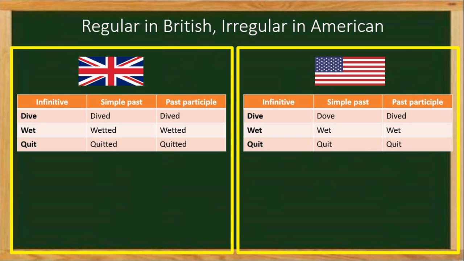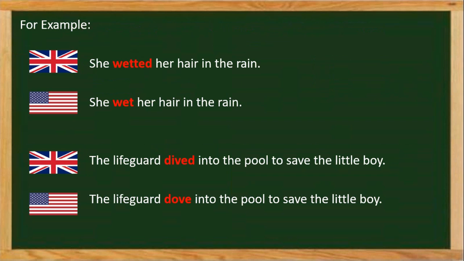Whereas the same verbs are considered irregular verbs in American English. So dive, dove, dived. Wet, wet, wet. Quit, quit, quit. For example, in the British English, she wetted her hair in the rain. In American English, she wet her hair in the rain. Another example, in the British English, the lifeguard dived into the pool to save the little boy. Whereas in American English, the lifeguard dove into the pool to save the little boy.